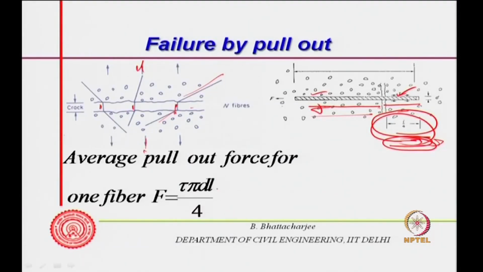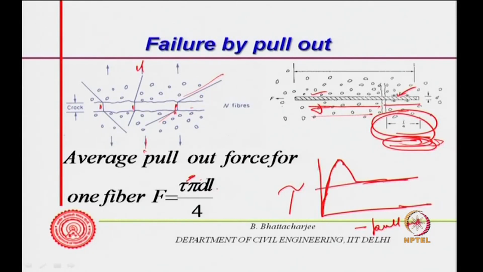Remember, when pull out is occurring, the bond tau quite often behaves like this. Initially there is a perfect bond. So, if I plot tau versus pull out length, initially it's a perfect bond, and it will increase like this as I try to pull out; they go together, there is a perfect bond. Then there is a bond failure, and after that it is friction which will keep it on.